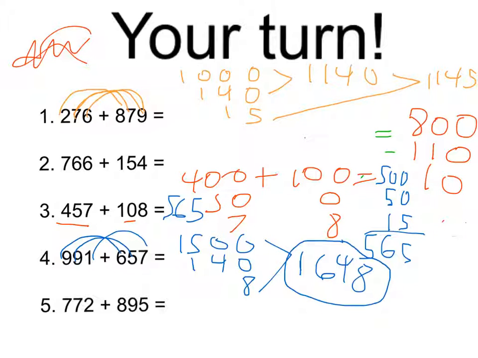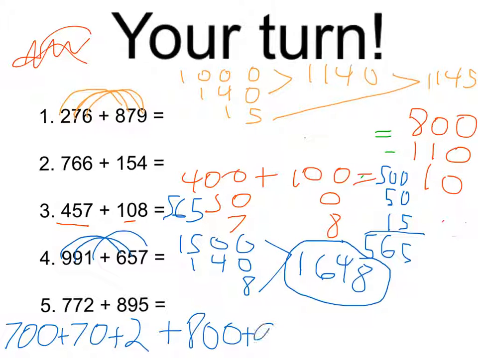I'm going to split it off horizontally. So here's 700 plus 70 plus 2 plus 800 plus 90 plus 5. Now, that seems a bit crazy to write it all out in one line like that, but what you can do is just in your head think, well, first I'm going to do the 700 plus the 800. So once again, 1,500.